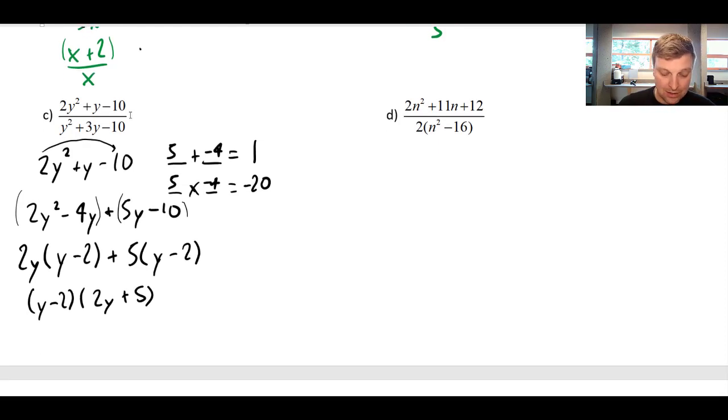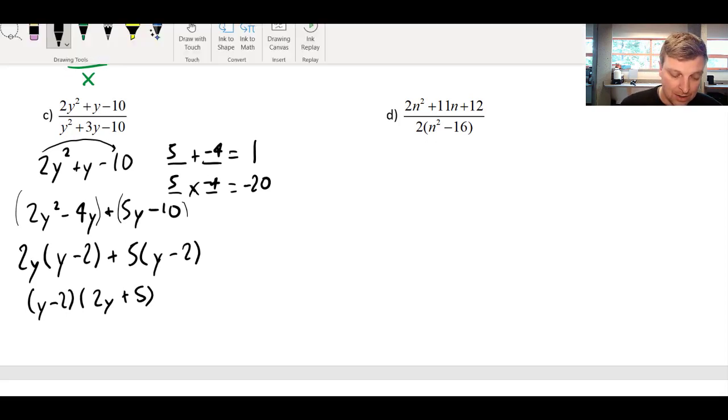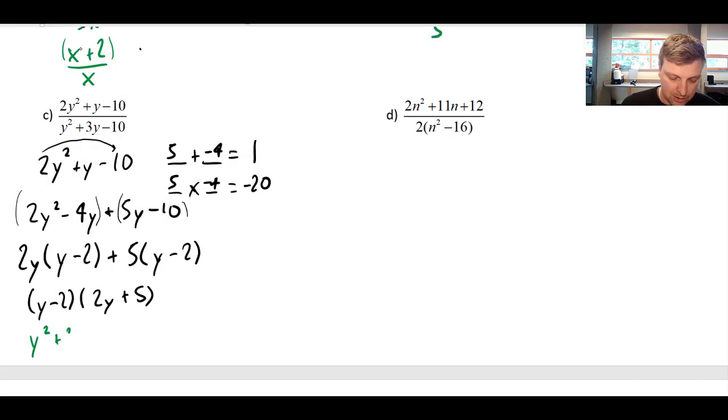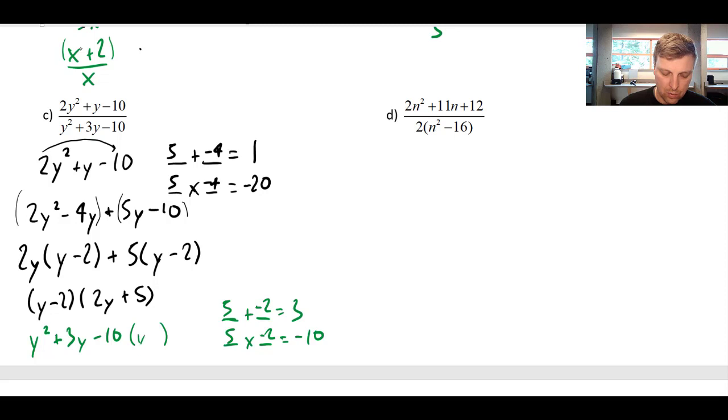And so that is just factoring my numerator. Factoring my denominator, luckily, is going to be a little bit simpler because I've got y squared plus 3y minus 10. And so I just need to find two numbers that are going to add up to 3 and multiply to minus 10. So that's going to be positive 5 and minus 2. So this will factor into y plus 5 and y minus 2.